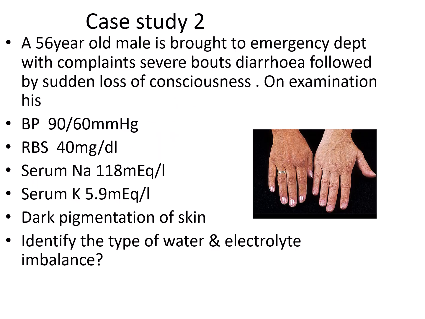Coming to the next case, here is a 56-year-old male brought to the emergency department with complaints of severe bouts of diarrhea followed by sudden loss of consciousness. On examination, patient's blood pressure is 90 by 60 mmHg, hypotension is there. Random blood glucose is also reduced. Serum electrolytes: sodium is decreased, so hyponatremia is there. Potassium is increased, hyperkalemia is there, and apart from that, one characteristic feature is dark pigmentation of the skin.